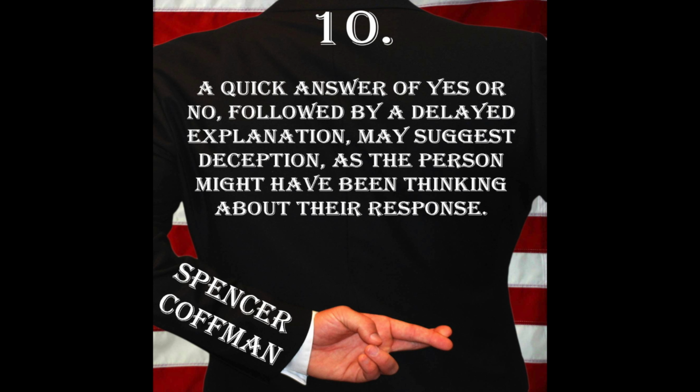Liars may often respond with quick yeses or nos and delayed explanations when they lie. Now, examples of this could be a couple different ways. The quick yeses and nos followed by an explanation is one. On other occasions, they may stretch out the yes or no, so that may be a quick response, but the answer itself may take longer than a normal yes.